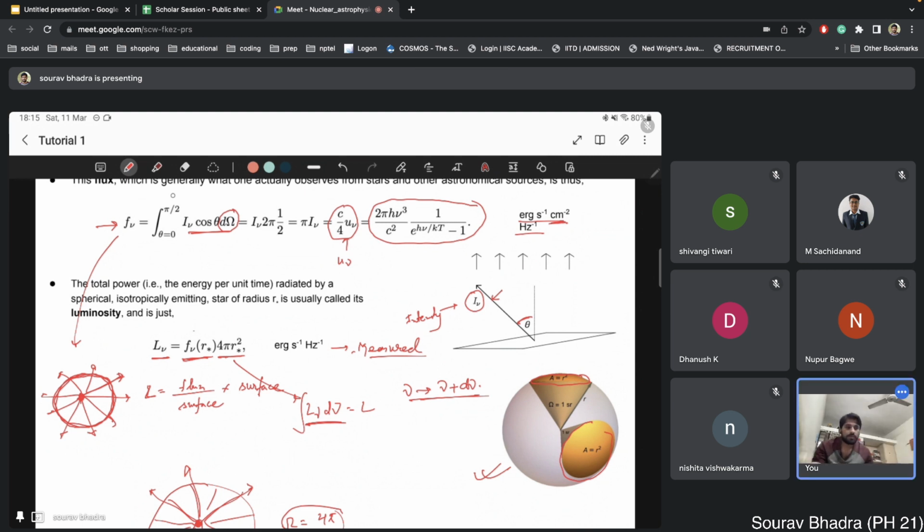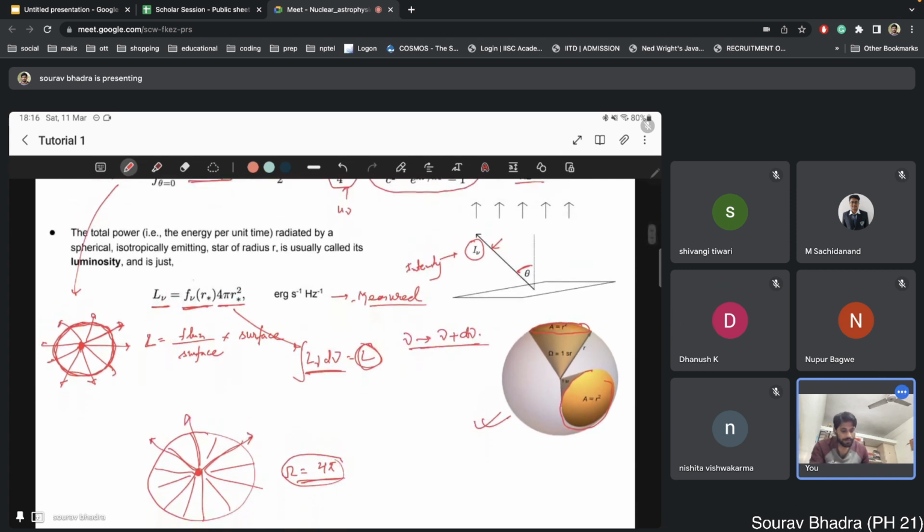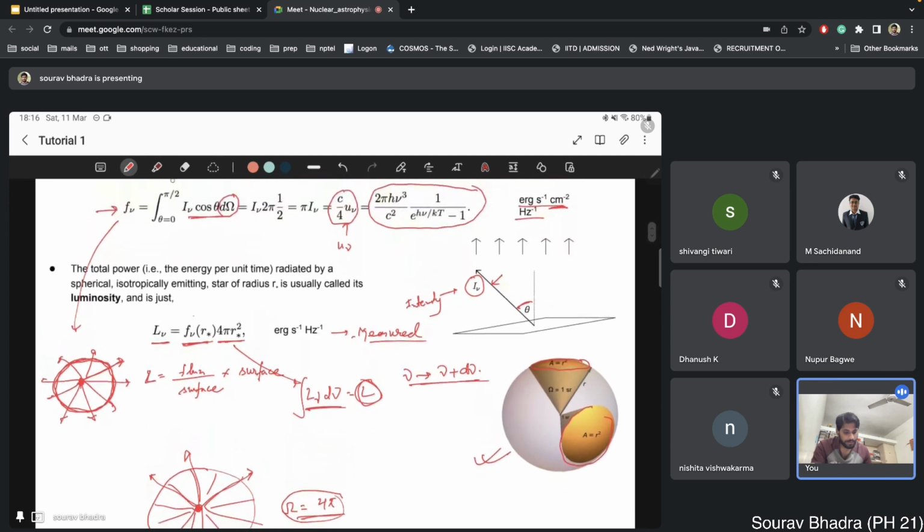Yeah, so this L is important, and we will focus on this L, which is the bolometric luminosity. That means L nu integrated over d nu, okay. So fine, that is what I have done.